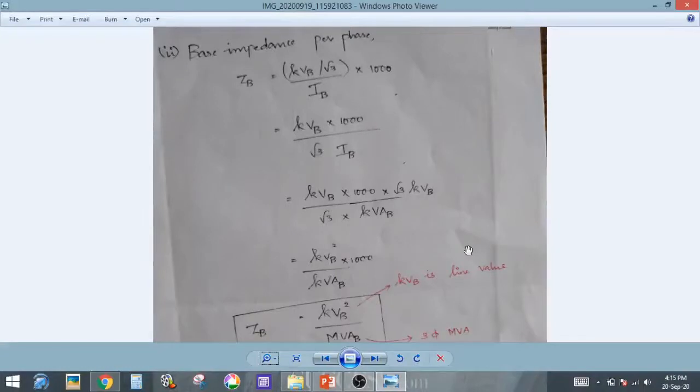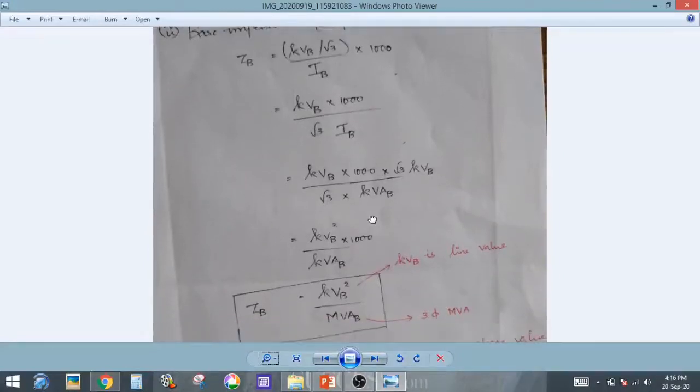Base impedance per phase, ZB equal to base kV divided by root 3, the whole divided by IB, into 1000. That is, in a 3-phase circuit, either the connection is star or delta. We are considering this as the star connection. That is base kV into 1000 divided by root 3 into base current, IB.